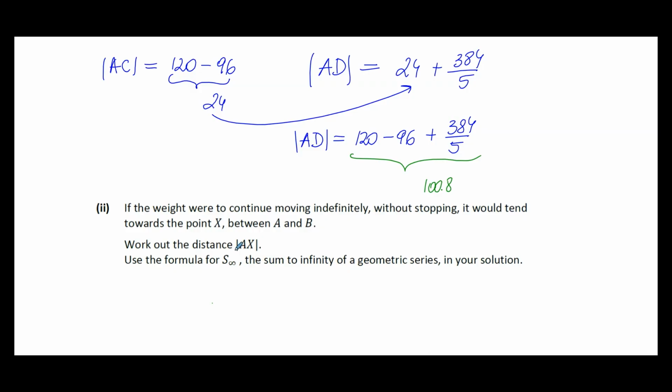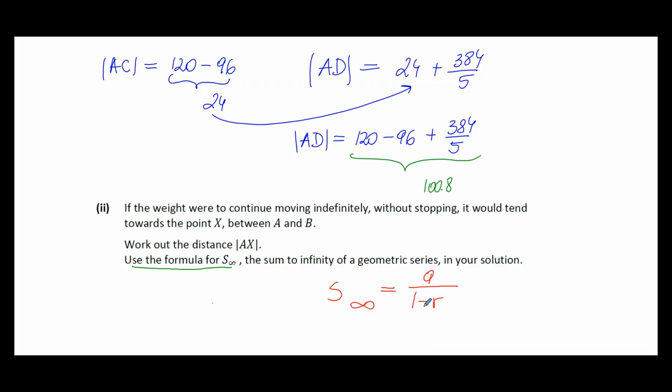Okay, so what do I need to do here? Work out the distance AX. So I have to find the length from A to that point. And they are saying, use the formula for sum to infinity in your solution. So the formula for sum to infinity is a, the first term, over 1 minus r.